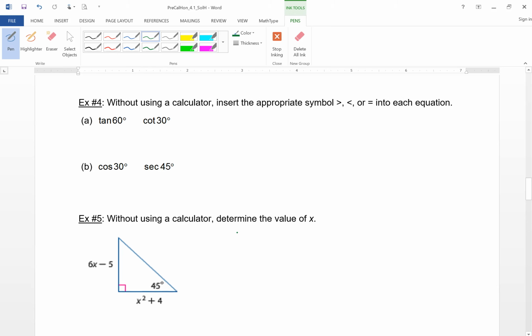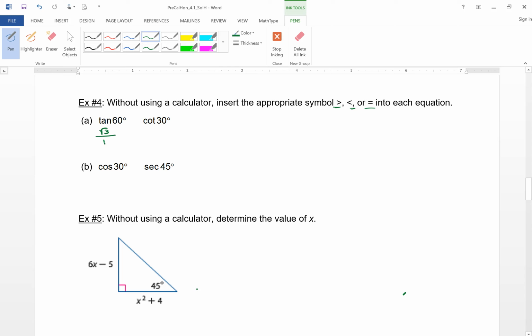All right, so here we're just going to insert these symbols. What's tangent of 60? Okay, so here's how I do this. Tangent of 60 is the opposite over the adjacent. 60 is the big angle, faces the biggest side. So that's root 3 over the adjacent, which is the smaller side, 1.